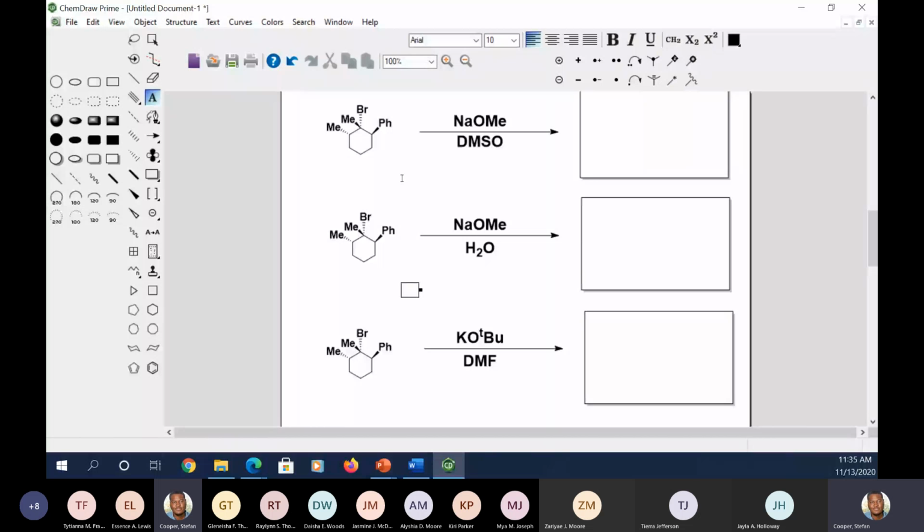Okay, I'll give you 2 minutes here. It's 11:37. We'll try to cover these, but I want you to think about these to the best of your ability. Can you generate the major product for these three reactions? They're all the same substrate. I just changed the conditions. One has sodium methoxide and DMSO, one has sodium methoxide and water, and then potassium tert-butoxide and DMF. What should be the major product?